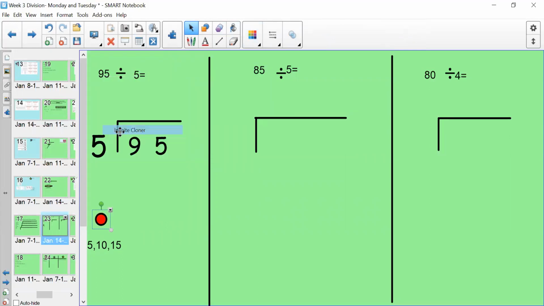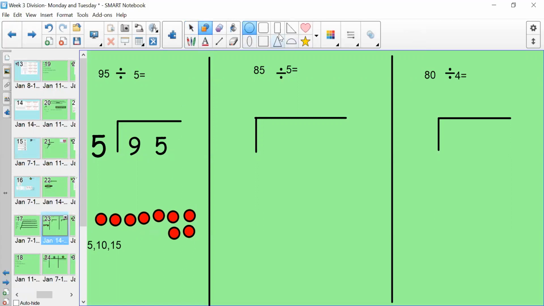Okay, so if I do 1, 2, 3, 4, 5, 6, 7, 8, 9. So I've got 9 dots. If I circle 5 of them, because I know that 5 is going to go in here at least once, I can see that there's 1, 2, 3, 4 left over. So I can't circle 5 again because 5 is not going to go in here again because we've only got 4.